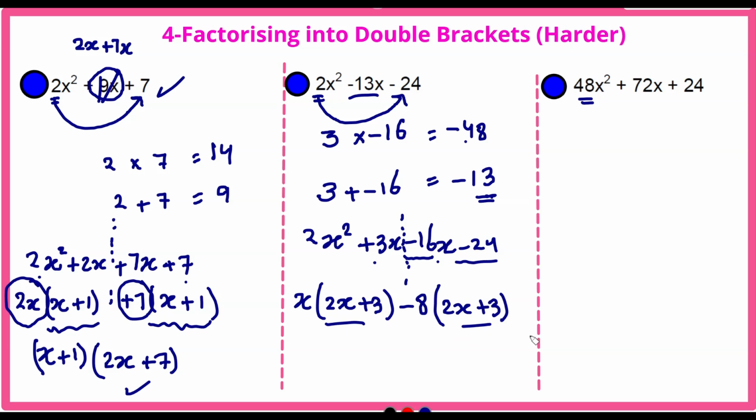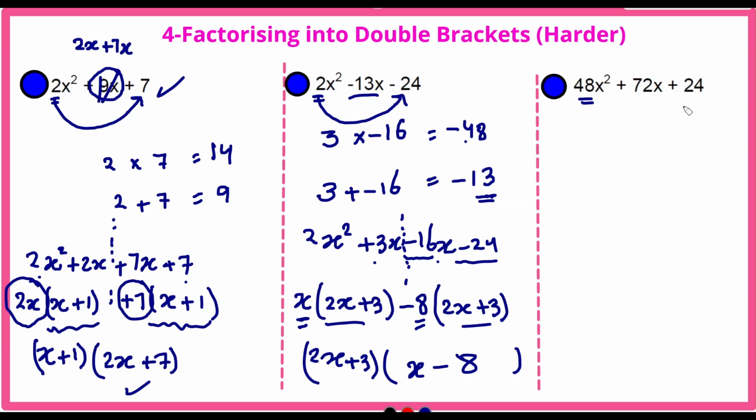Now take 2x add 3 as a common factor, the whole bracket. And whatever is left, leave it in the second bracket. So x is left over, minus 8 is left over, leave it here. Okay. If you try the method on this one, it's going to be very, very hard. 48 times 24 is a very large number. But if you notice, there is a highest common factor here. If you take it out, it becomes easier.